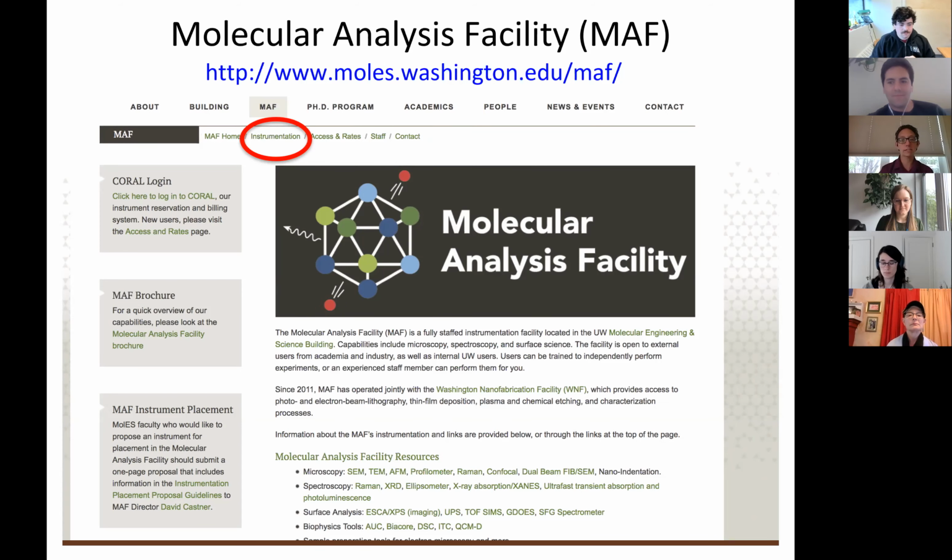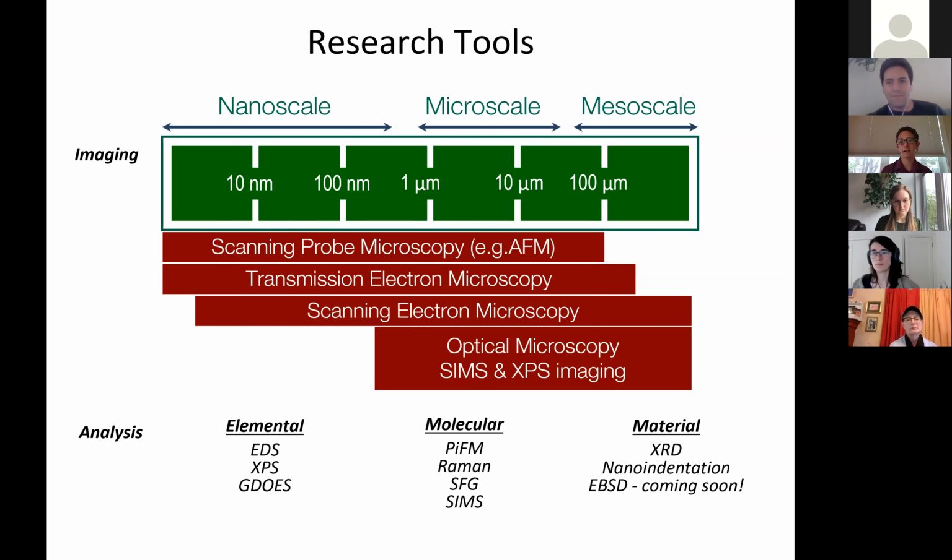If you want to see all of our instruments that we're going to be talking about today, you can go to our website here. Under the instrumentation tab, you'll see a whole list of our instruments with an explanation of them and also staff contact. Our research tools span everything from nanoscale, microscale, and mesoscale, depending on what you need.